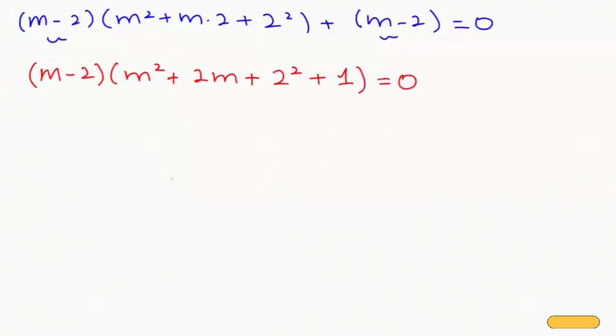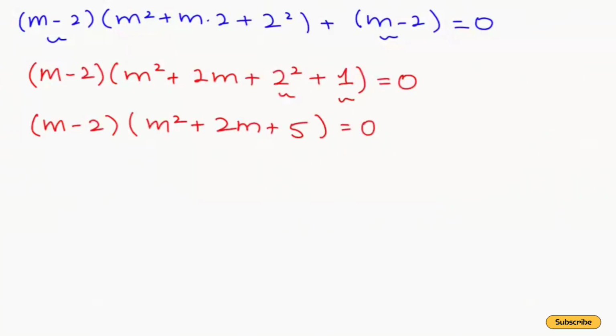Now I'm going to simplify it further. So I'm going to write (m minus 2)(m square plus 2m plus 5) equals 0. Now here we have two cases. m minus 2 equals 0. This I'm going to take to the right-hand side. So here we get the m value, that is 2.